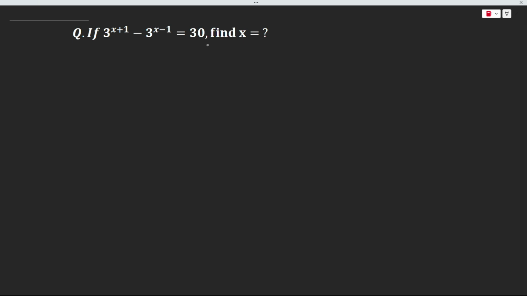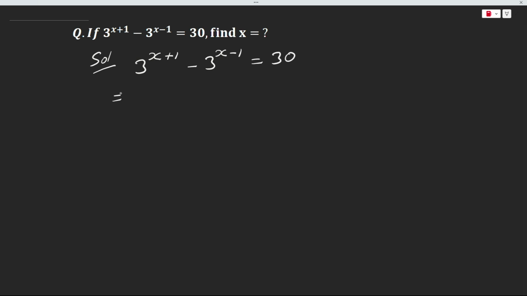Hello everyone. In this video, we have to find the value of x if 3 raised to the power x plus 1 minus 3 raised to the power x minus 1 equals 30. Solution: here we have been given that 3 raised to the power x plus 1 minus 3 raised to the power x minus 1 equals 30.